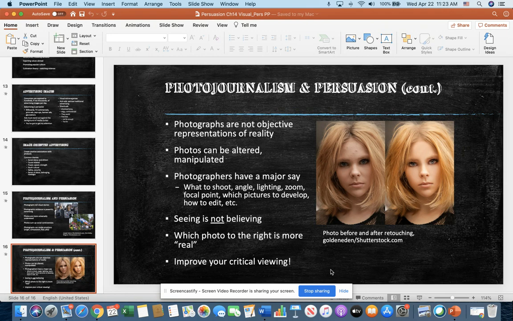But then I was wondering, could it be also that the one to the right is more real, and they wanted to downplay this young lady and make her look less than? So they use less makeup, or less lighting in the photo, and all these elements are done intentionally to downplay rather than to upgrade. So sometimes it can go either way. I don't know if it is here or not. I have no idea. But anyway, the final word on that is to improve your critical viewing.